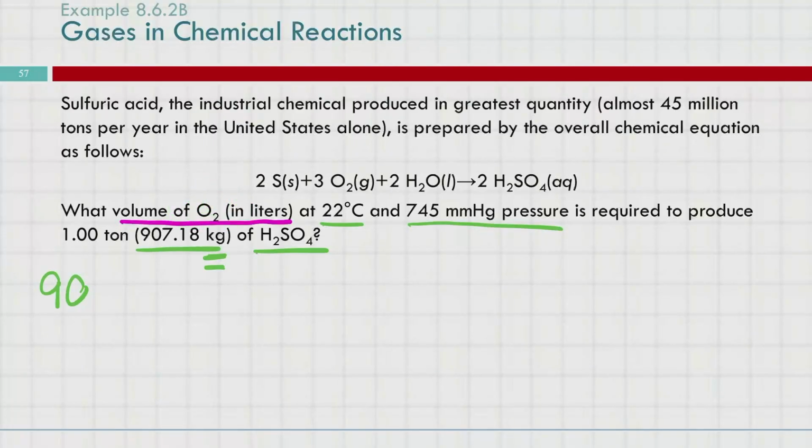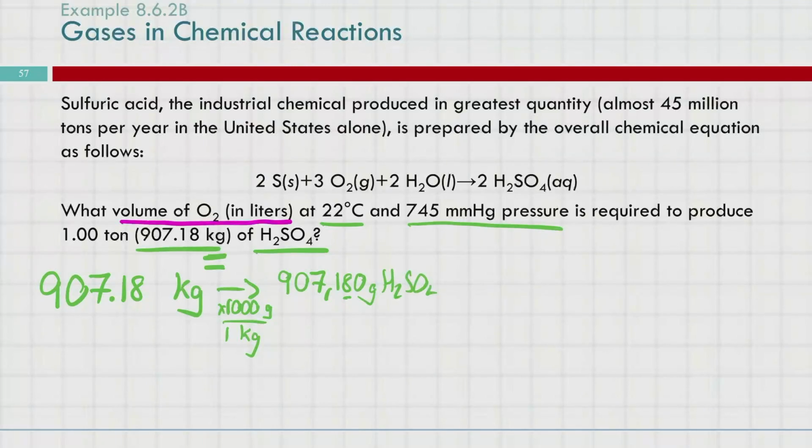So to start off, 907.18 kilograms, we'll want to convert that into grams. So times 1,000 grams per 1 kilogram, 907,180 grams of H2SO4. And we know that we can turn grams into moles.